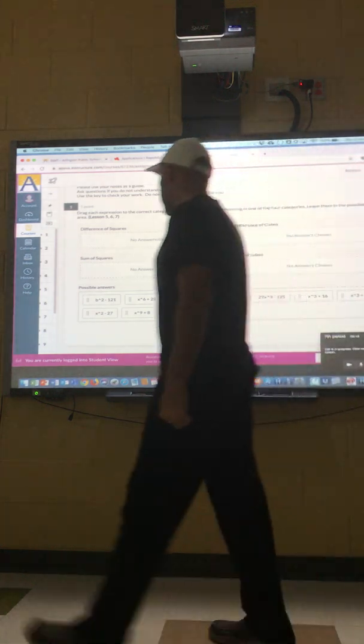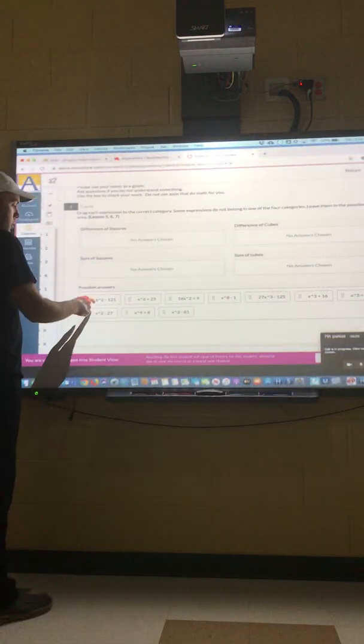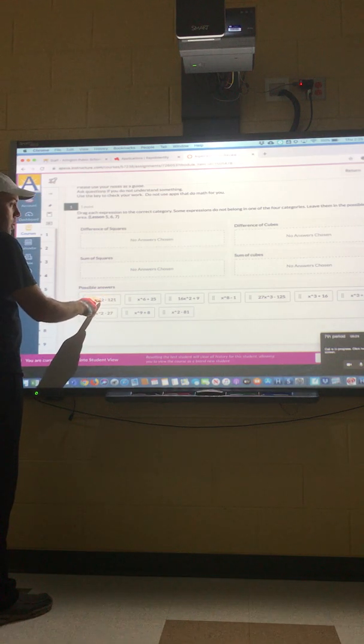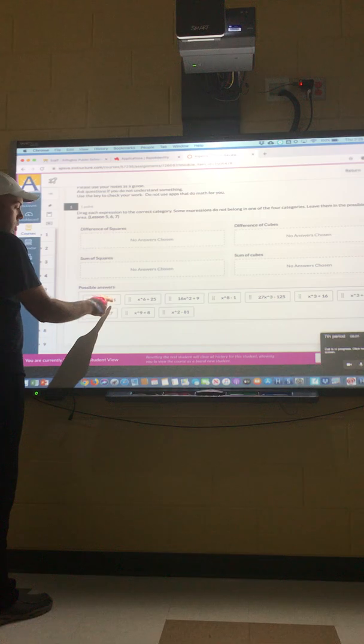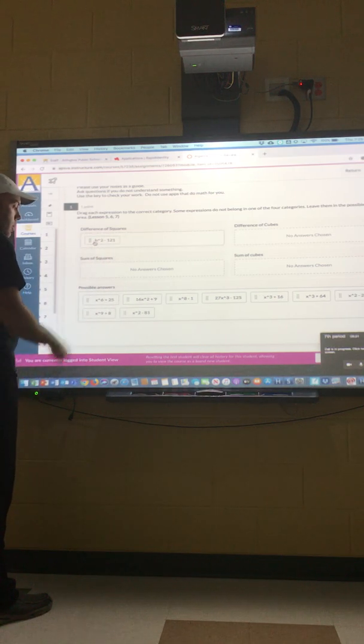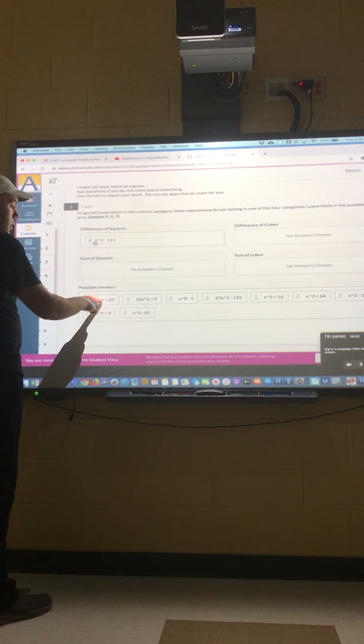Okay, so with that in mind, my difference of squares: b squared minus 121. Well, that's to a positive exponent that's divisible by 2, and 121 is a perfect square. I'm going to move that into my difference of squares. Now I see x to the 6th plus 25.